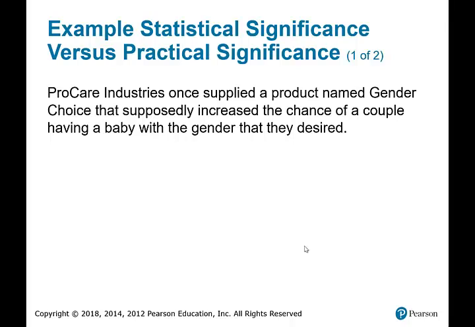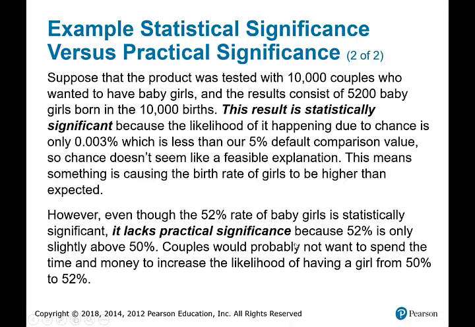And ProCare Industries, a company, once supplied a product named Gender Choice. It supposedly increased the chance of a couple having a baby with the gender they desired. Well, suppose that the product was tested with 10,000 couples, and the results were 5,200 baby girls born in those 10,000 births. Now, 52 out of 100 wasn't statistically significant, because you would expect around 50 out of 100.